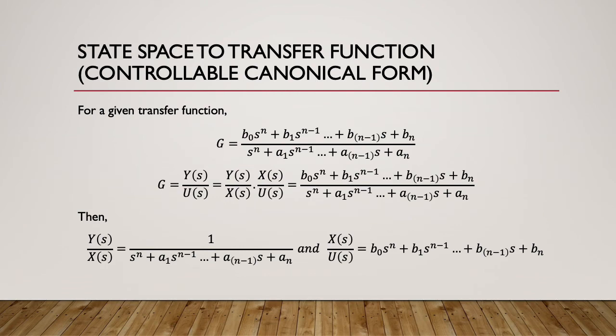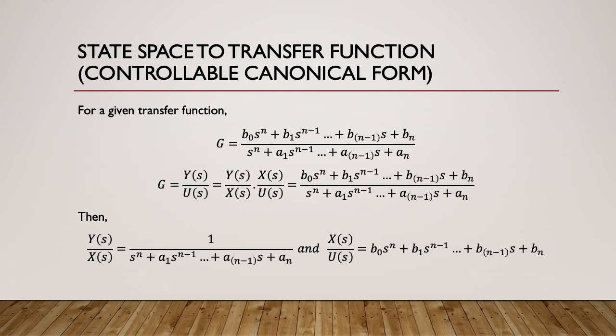Now we will go from the transfer function to the state space domain. If you have a transfer function in the given form, then you can define it as a state space equation. There are infinite possibilities of state space equations. However, in control systems, we generally deal with four different kinds of state space forms. In this form, we have the controllable canonical form.